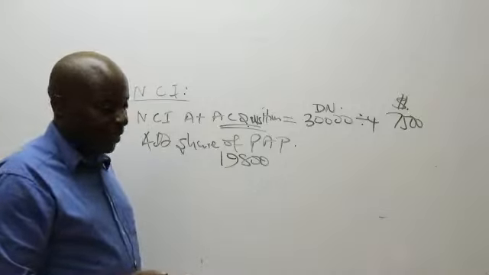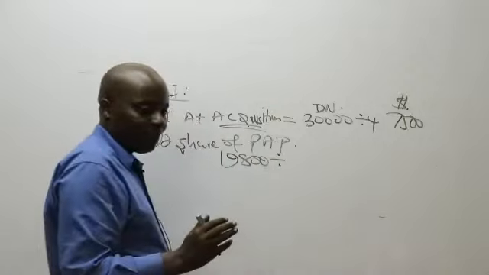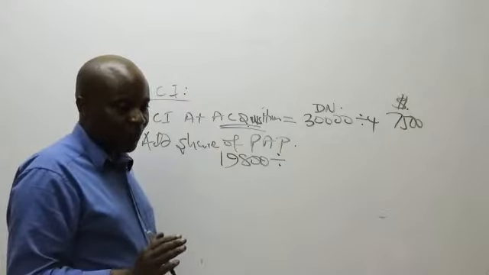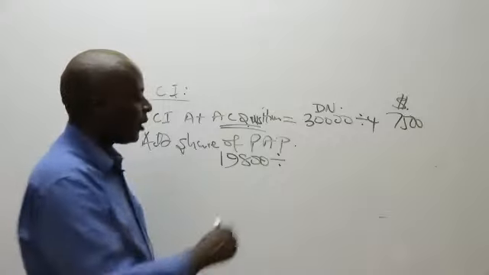I think DN. So DN, no problem. Come and divide this by the average rate. What is the average rate? 3. So divided by 3.